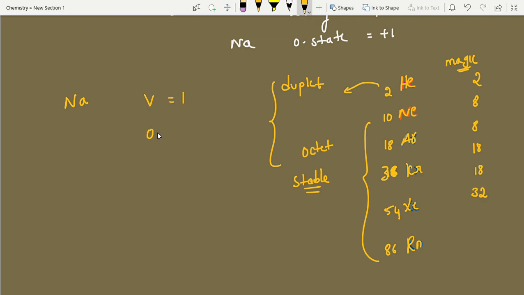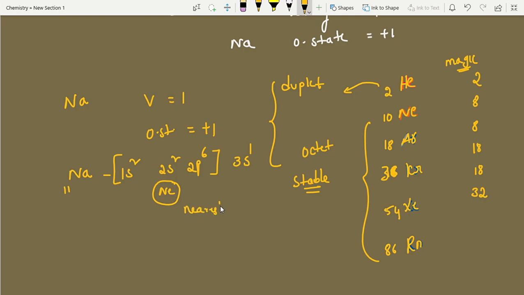How can you say oxidation state is 1? See, look into this one. Sodium, atomic number 11, students, right? What is its electronic configuration? 1s2, 2s2, 2p6, 3s1, right? After it loses one electron, it reaches neon, the nearest noble gas state.